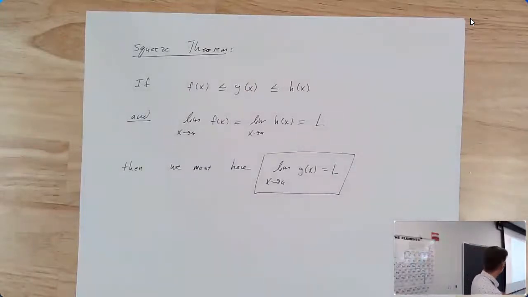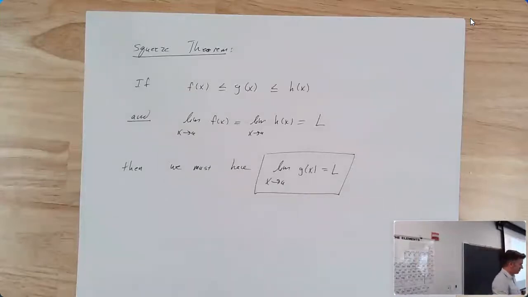Would it matter if it didn't have the equal sign? If it was f of x is less than g of x is less than h of x, and they were the same. That's a good question. I feel like you don't have to have it. You can have a strict inequality there, and it'll still work. Wouldn't it be a contradiction if they're equal and the value is... So no.